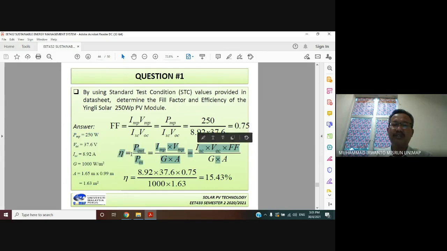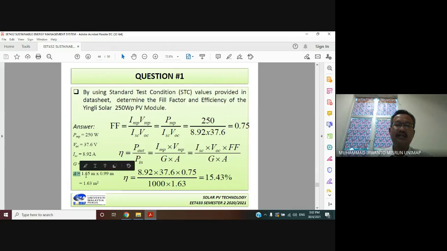And then efficiency can be calculated by using this formula. We know that efficiency is equal to output power over input power, or the current at the maximum power multiplied by the voltage at the maximum power over solar irradiance multiplied by A, where A is the area of the PV module. That is equal to short circuit current multiplied by open circuit voltage multiplied by fill factor, over solar irradiance multiplied by area of the PV module.